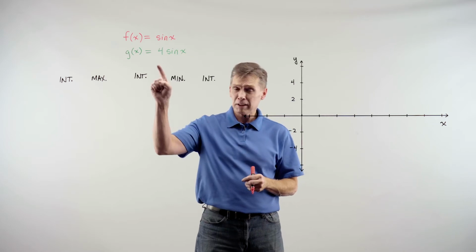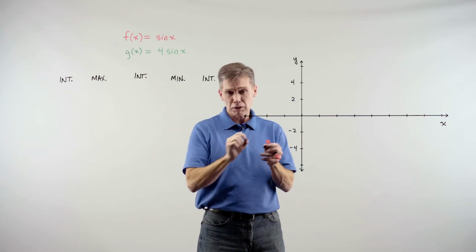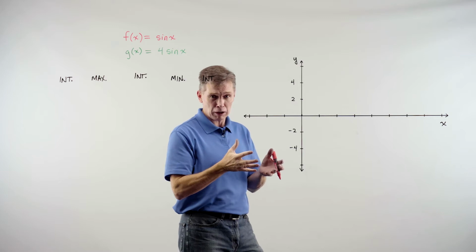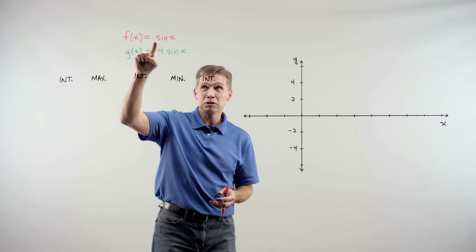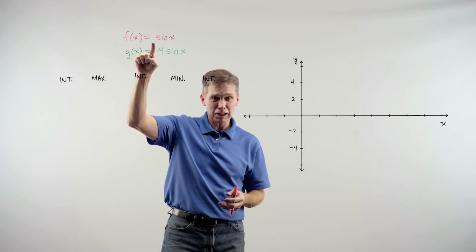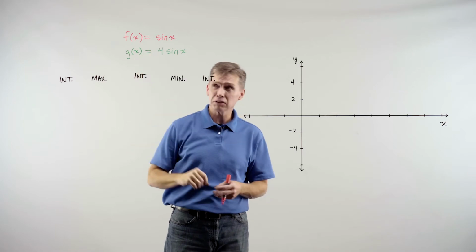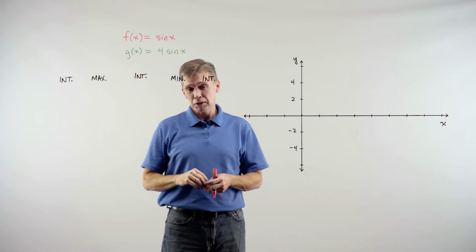Looks like we're doing some graphing in this problem, right? They've given us an f of x and a g of x that they want us to graph on the same xy plane and compare. And of course, it's all about these trigonometric functions. F of x in this case is just sine of x. G of x is 4 sine of x.